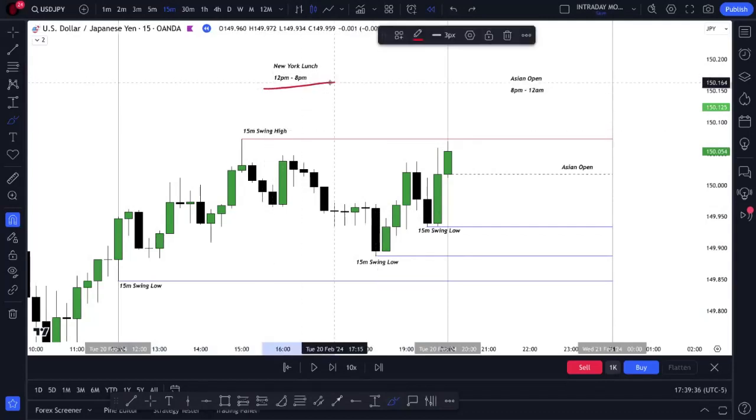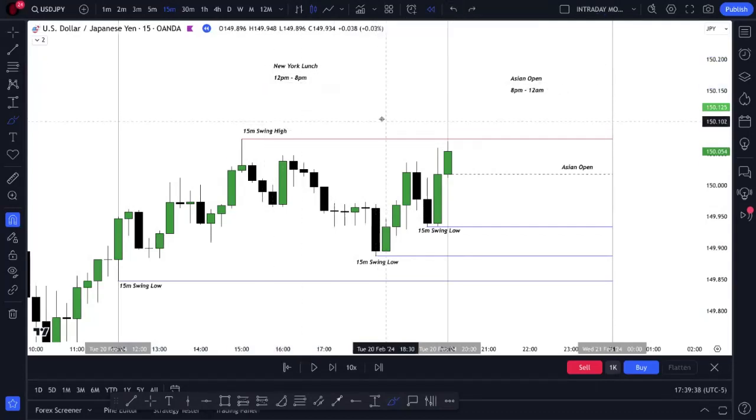So at this point of time, 12 p.m. to 8 p.m., that's the New York lunch, also known as the dead zone. That's what I like to call it. And a few of my other fellow traders like to call it the dead zone. I don't trade here because we're most likely going to run into a phase of consolidation.